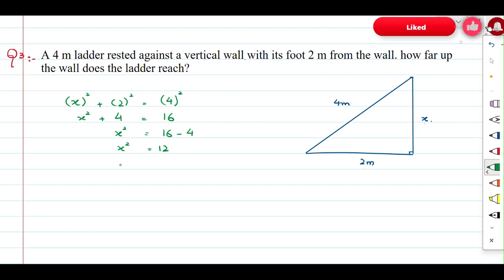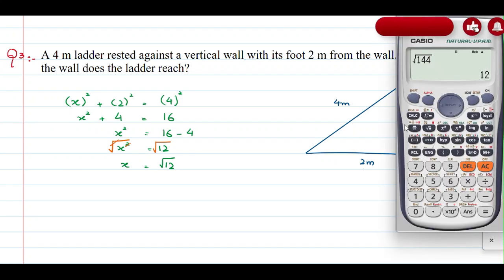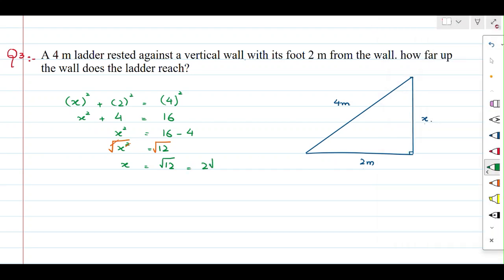And to get the value of x, we have to take a square root on both sides. Okay, the square and the square root cancel out. You can say x is equal to root of 12. Root of 12 is not a perfect root. So root 12, we can simplify it, which is 2 root 3 or 3.46, rounded to 3.5. Okay, 2 root 3 or 3.5 meters. This is how far up the wall the ladder reaches. So this would be the height, right?